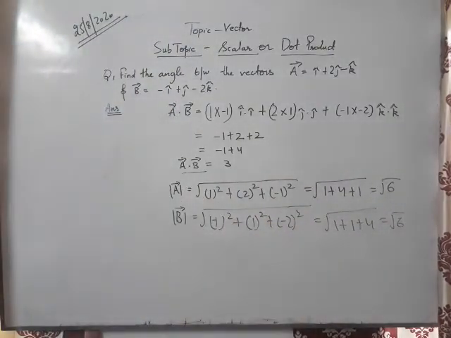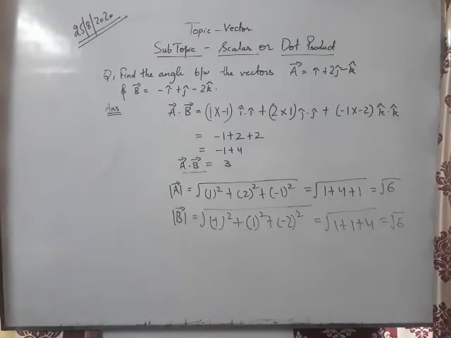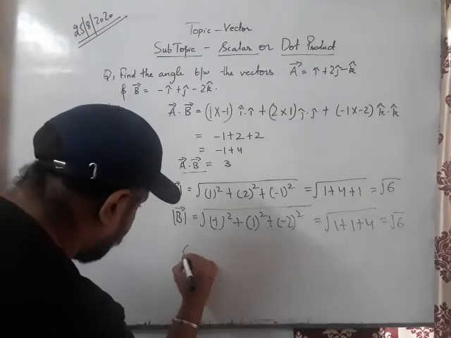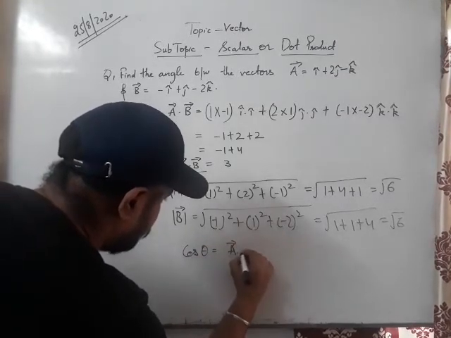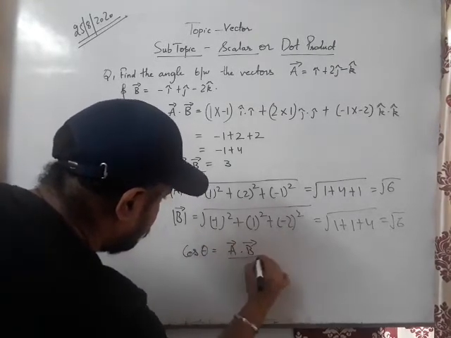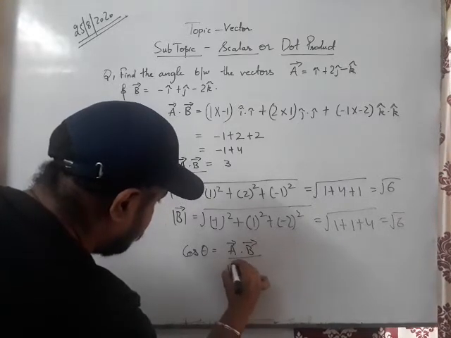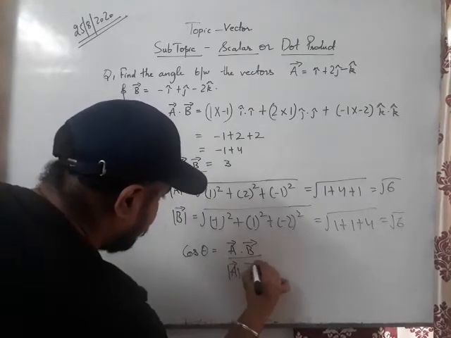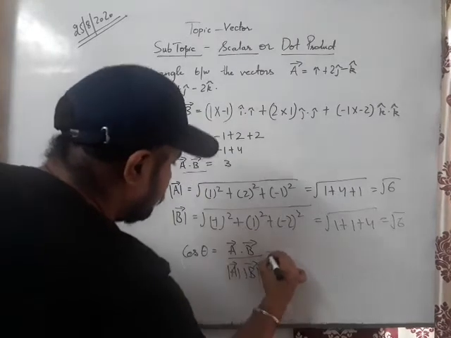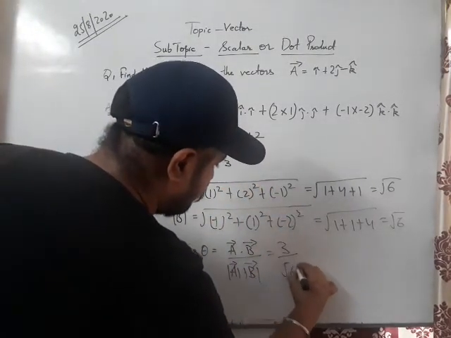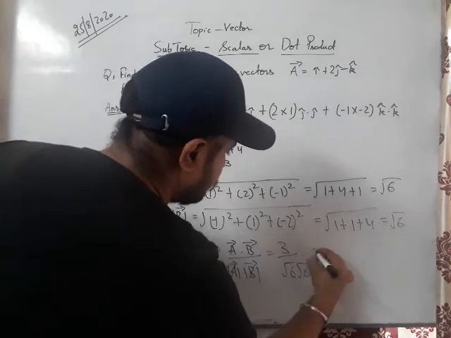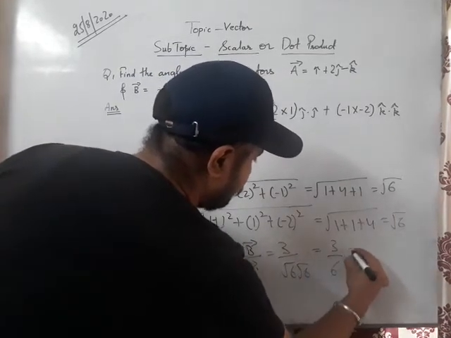Now we will be applying the formula for finding out the angle between these two vectors, that is cos of theta. Cos of theta is given as A vector dot B vector upon magnitude of A vector into magnitude of B vector. So it is given as 3 by root 6 into root 6. Root 6 into root 6 will be 6. So 3 by 6 will be half.